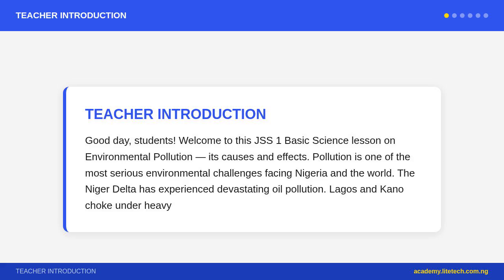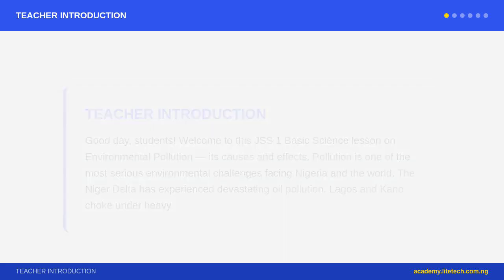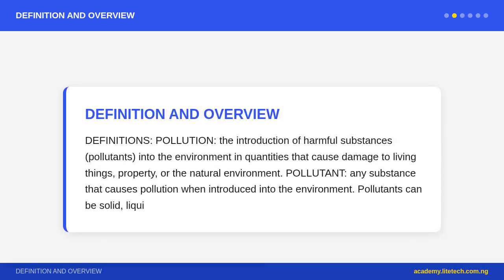Types of pollution. 1. Air pollution: contamination of the atmosphere with harmful gases, particles, or smoke. 2. Water pollution: contamination of surface water, rivers, lakes, or groundwater with harmful substances. 3. Land or soil pollution: contamination of land with solid waste, chemicals, or oil spills. 4. Noise pollution: excessive sound levels that harm health and well-being.